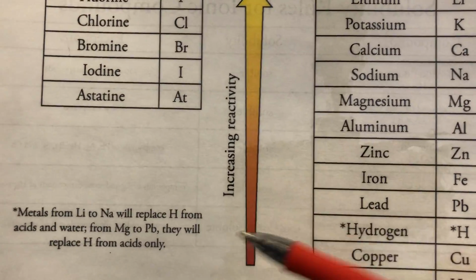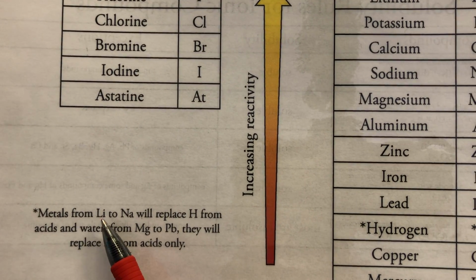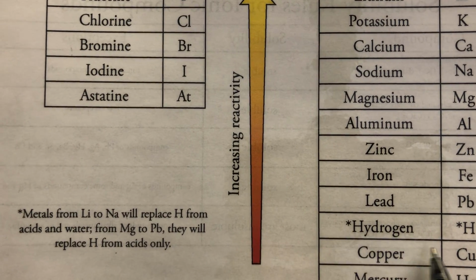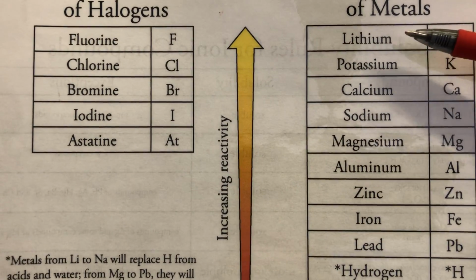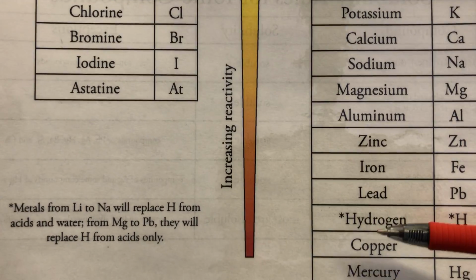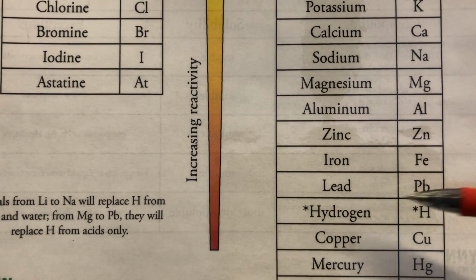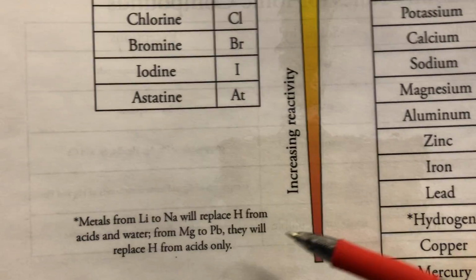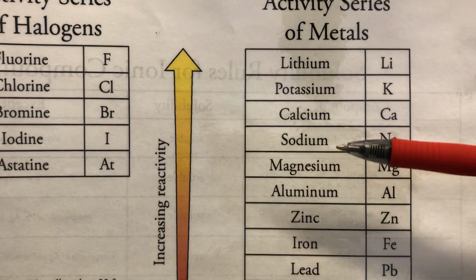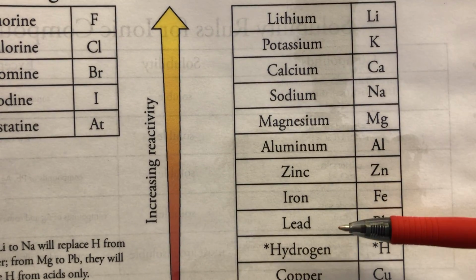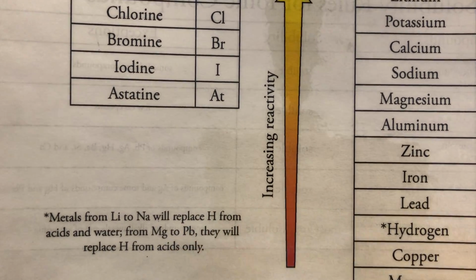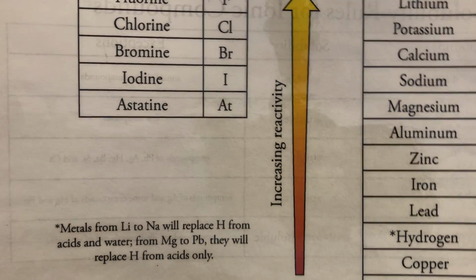Now, let's keep in mind, metals from lithium to sodium will replace hydrogen from acids and waters. Okay, you see how this has a little asterisk sign here? Okay, so if we're looking from lithium to sodium, these are very reactive. They will strip that hydrogen off of water molecules and acids. While from magnesium to lead, so this section from magnesium to lead, which is right above hydrogen, will only replace hydrogen in acids, okay? And we haven't really talked a lot about acids. We'll probably talk about that near the end of the year.